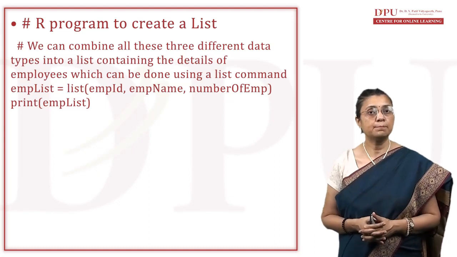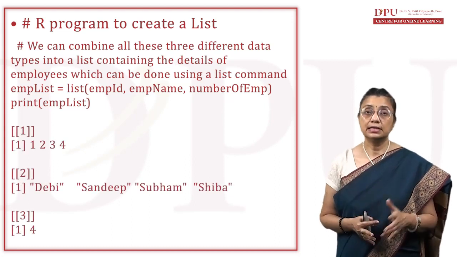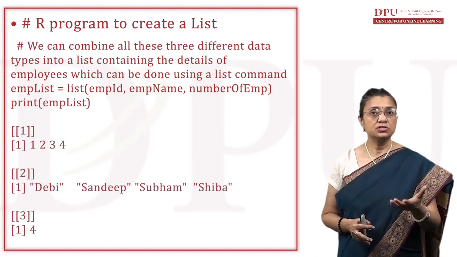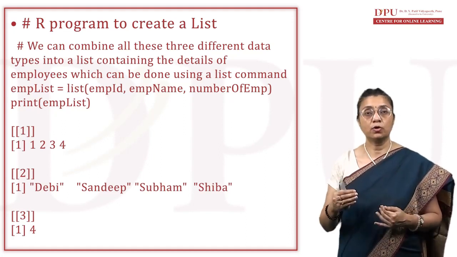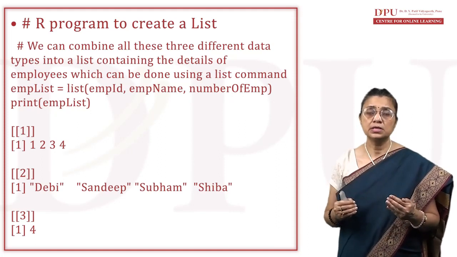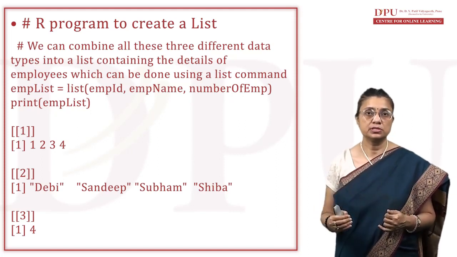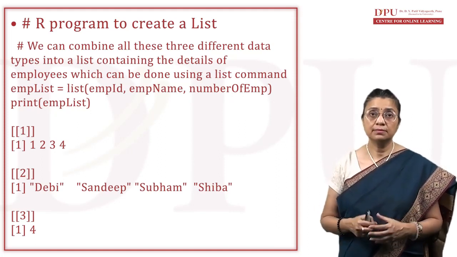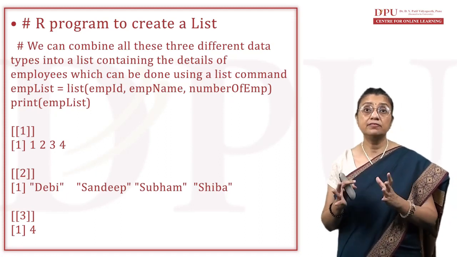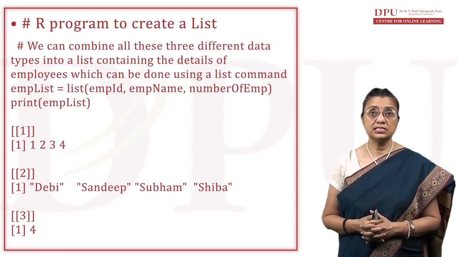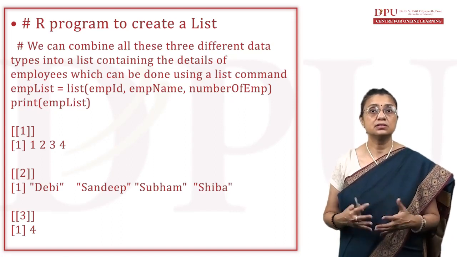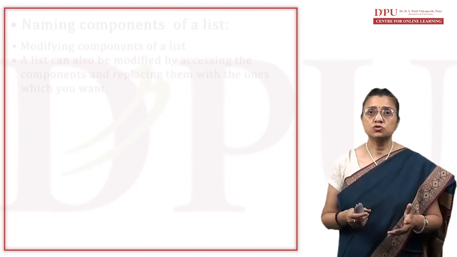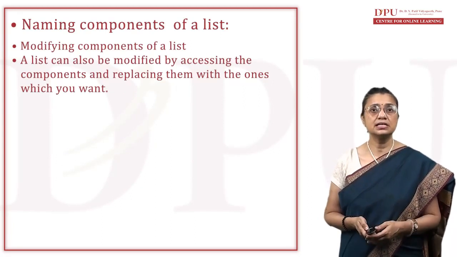Here the name is emplist. So you can see that emplist is the variable which is holding the list. And the list is what? It is a list of employee ID numbers, employee names, and details of the number of employees. So basically 3 variables are there, and the list is holding 3 different types of data. We can see the first one is numeric, the second is character, and the third one is a single numeric variable.